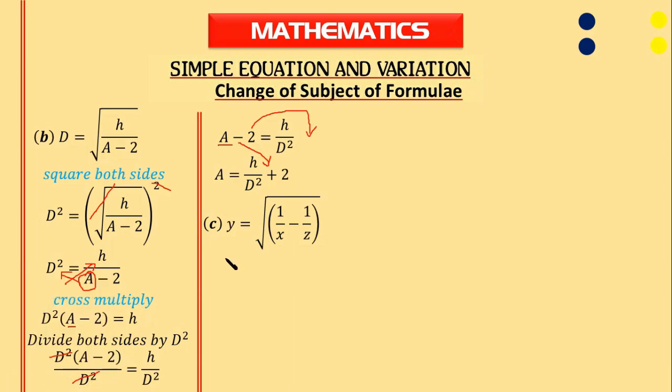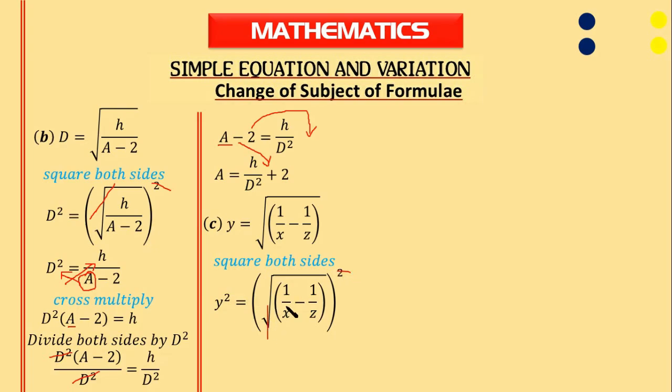Okay, now let's take a look at this. The first thing is, because we are making z the subject of the formula, we have to take away the covering from it, which is the square root. So we square both sides. If we are squaring both sides, what does that tell you? It means y square equals the square of the square root of 1 over x minus 1 over z. In which case, you all agree with me that square will cancel square root.